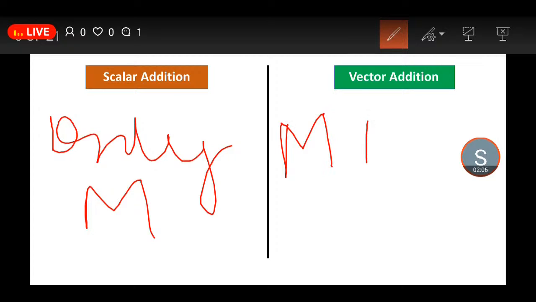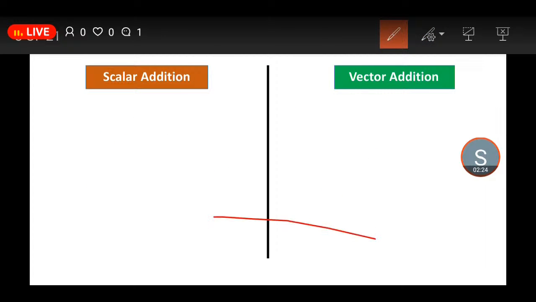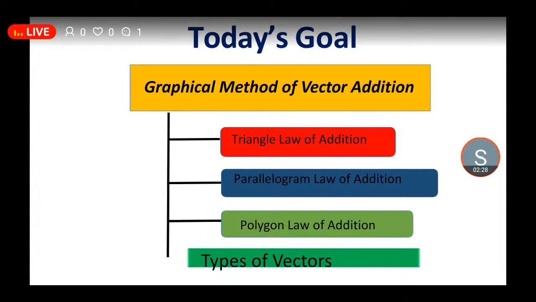Magnitude plus direction. All quantities which have direction and magnitude cannot be vector quantities, because they should follow a certain rule called the vector law of addition, which we'll be learning today. As I said, today's goal is on what I said.